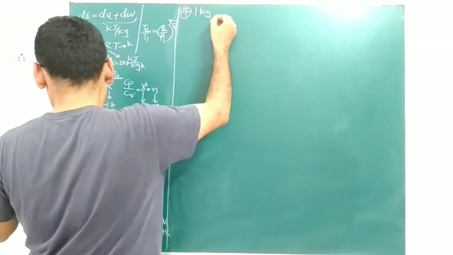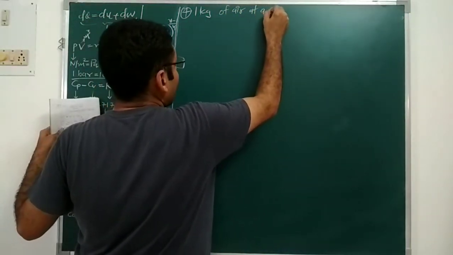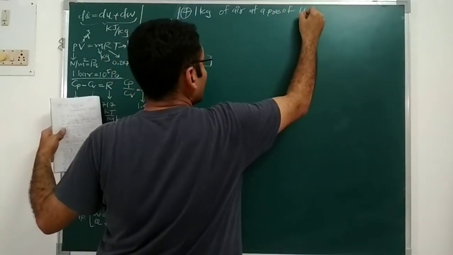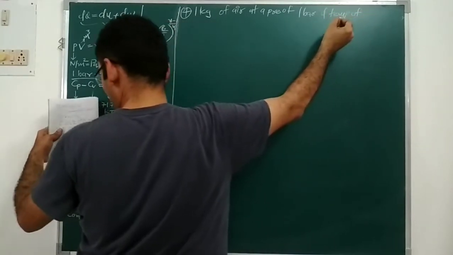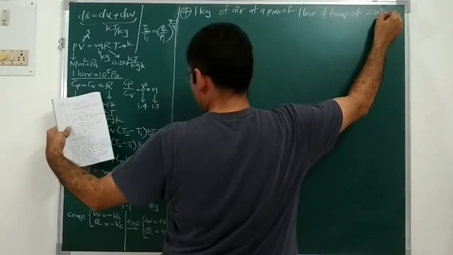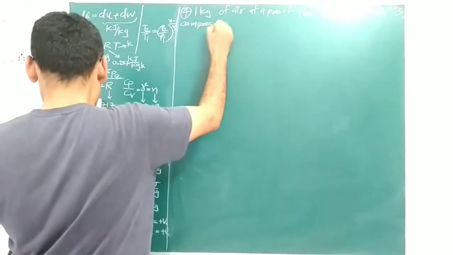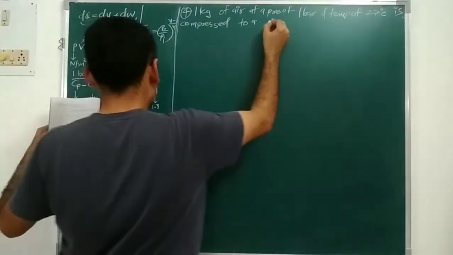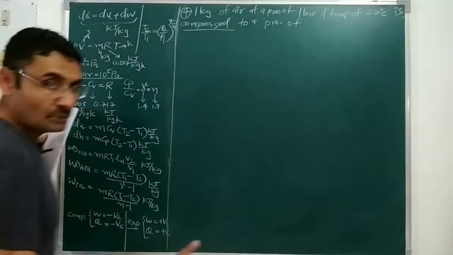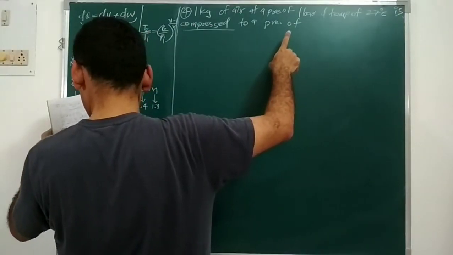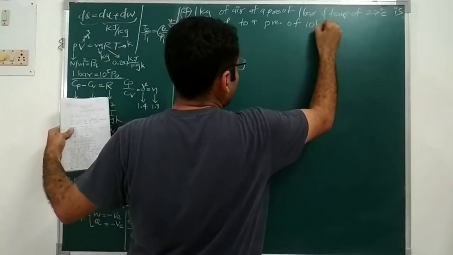1 kg of air at a pressure of 1 bar and a temperature of 27 degree centigrade is compressed to a pressure of 10 bar. Since it is compressed, the work and heat supply answers must both be negative, then only your example will be correct. How is it compressed?